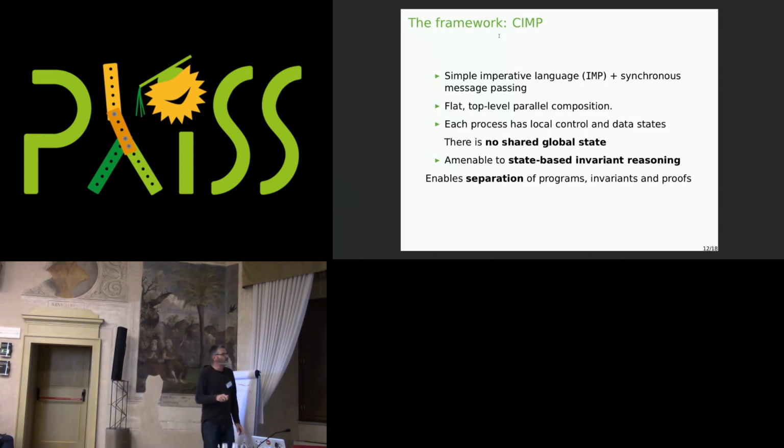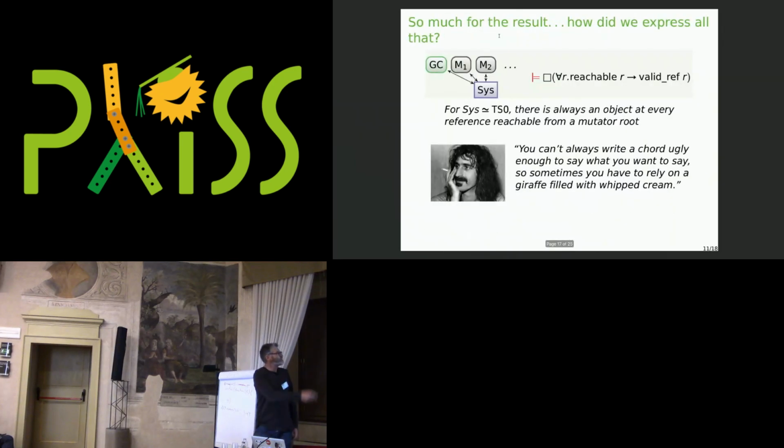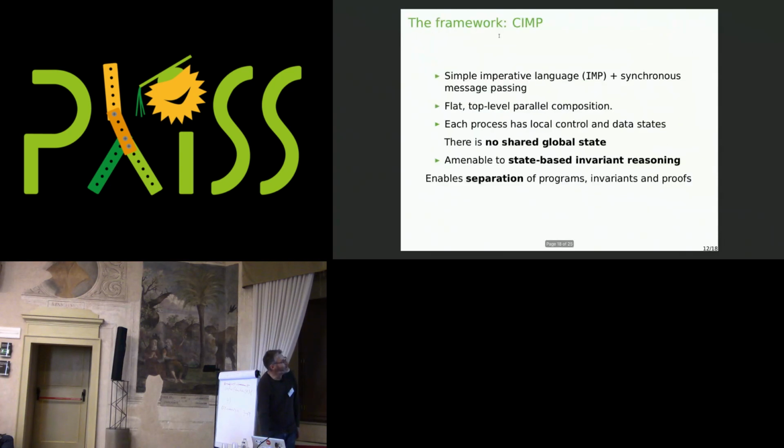And what we end up with is a top level parallel composition, exactly as you see it there. We have a parallel composition of each of these components, including the system, and prove our invariants across that parallel composition. Fortunately, we can rely on some of those variables having local states. So every component has its own local control and data states. And there's no shared global state.